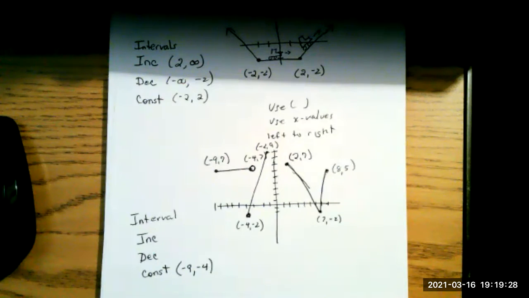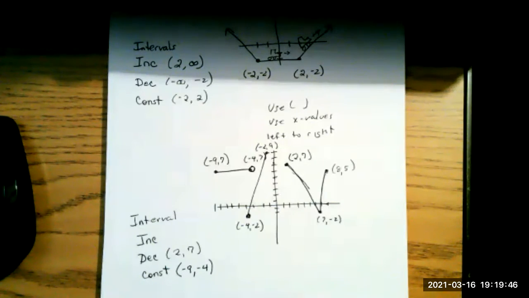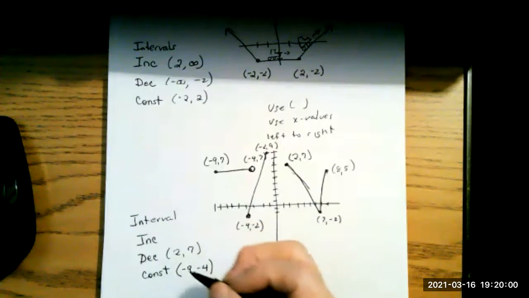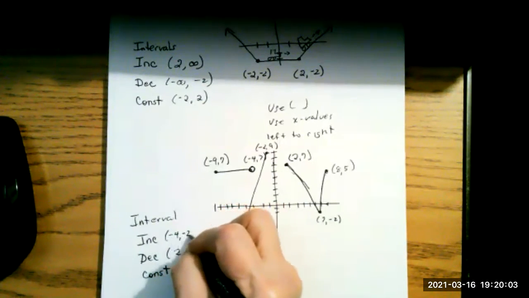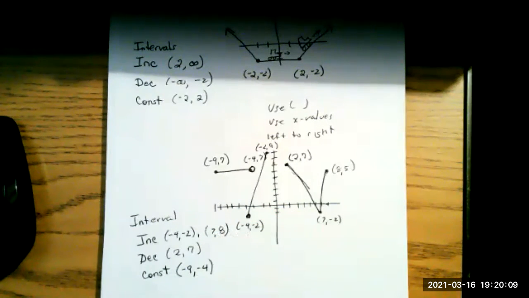Eric Walker, are you brave enough to pick decreasing or increasing? Yeah, sure. First and only decrease is 2 to 7. Yep. Notice how I used the x values and I used parentheses. Okay, increasing. Increasing's harder. Morgan, are you up to doing an increasing? Would it be -4 to -2? Mm-hmm. And then 7 to 8? Yes. Y'all are good at this.